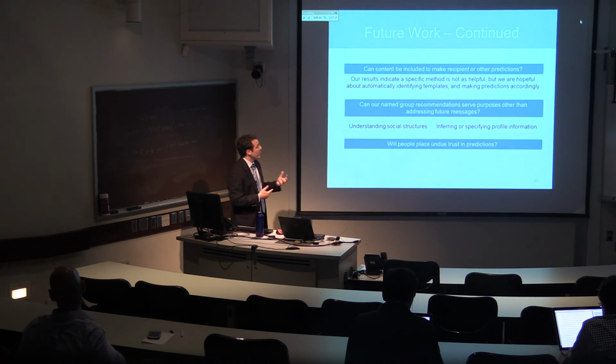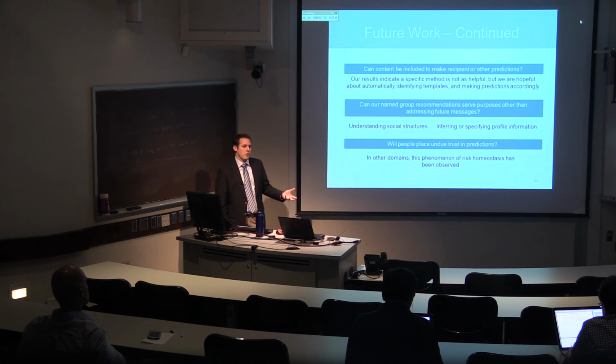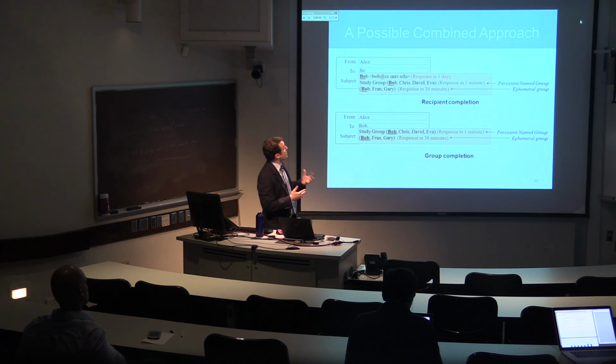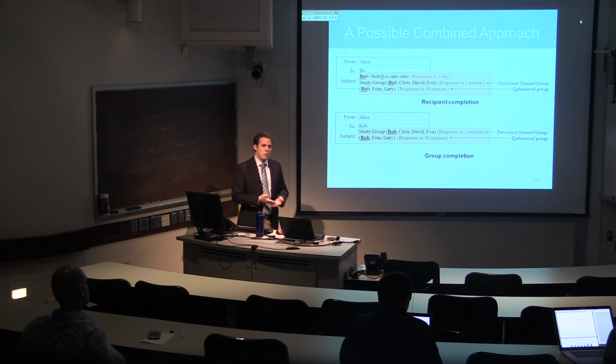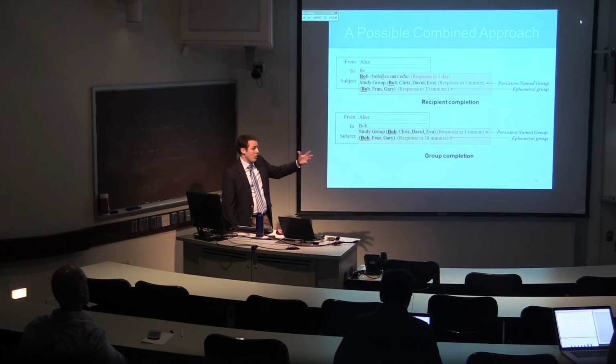We also want to know, will people place undue trust in our predictions? Will they select predictions even though they're incorrect? In other domains, this phenomenon of risk homeostasis has been observed, so maybe it applies to our domain as well. Finally, we would like to move towards a possible combined approach, where maybe we can predict persistent name groups, ephemeral groups, and response times altogether.